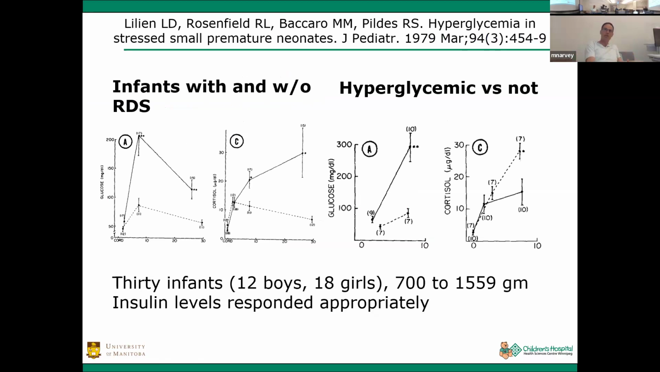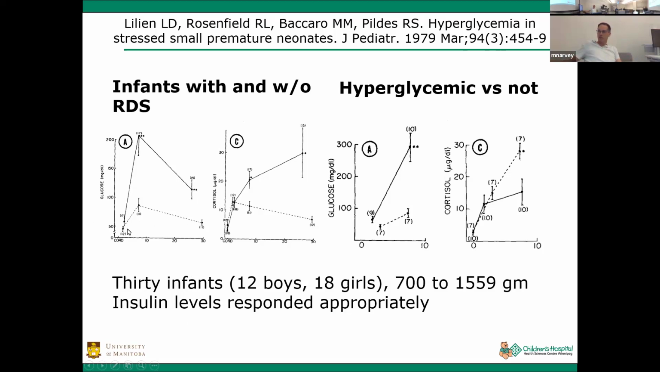And then this one has to do with stress, and I find this study very interesting. This is way back in 1979. Many of you, if not all of you in the room, were not around back then. But this was published in the Journal of Pediatrics. They looked at 30 infants, 12 boys and 18 girls, small babies, 700 to 1559 grams. They differentiated them as to whether or not they were stressed. Stress was defined as having respiratory distress syndrome and pulmonary disease. So they said, let's look at kids with pulmonary disease.